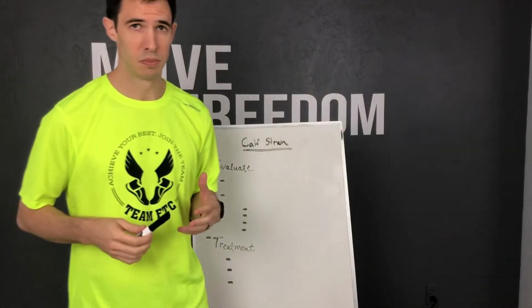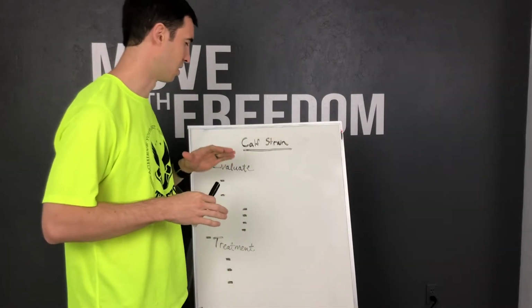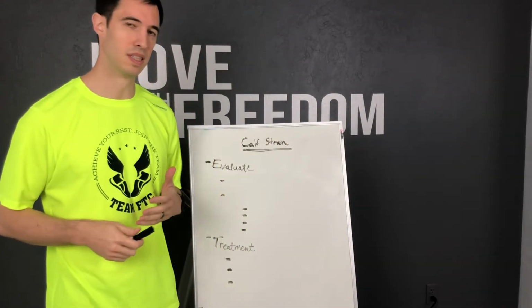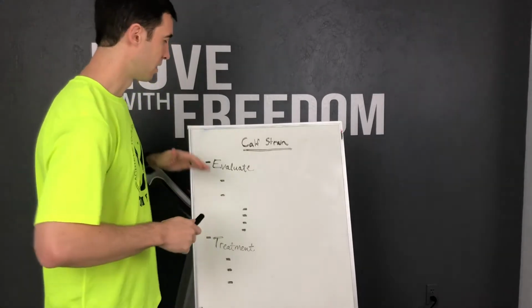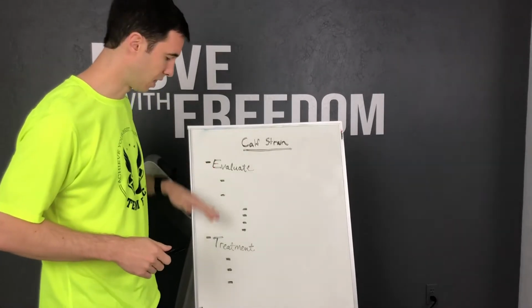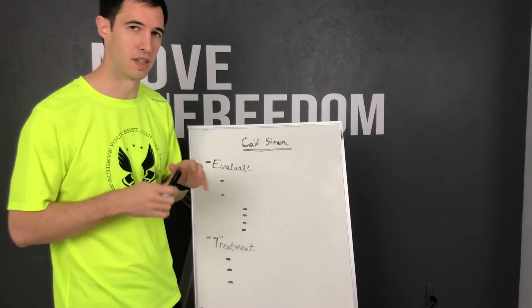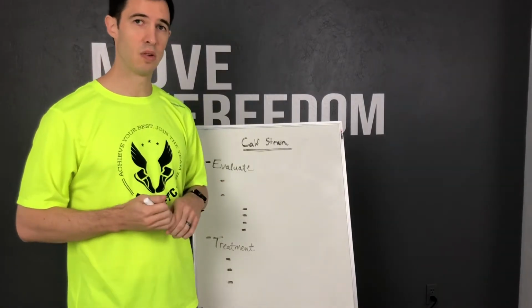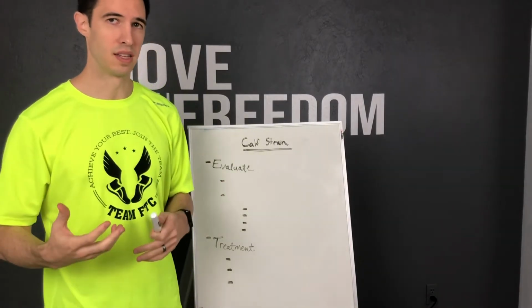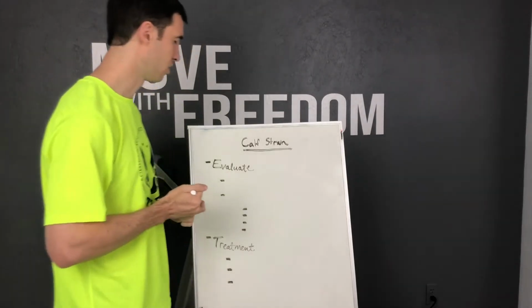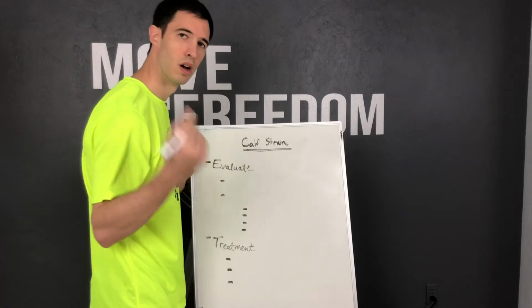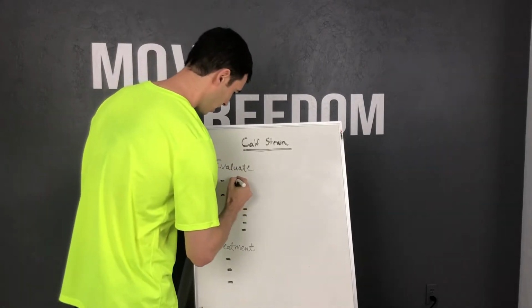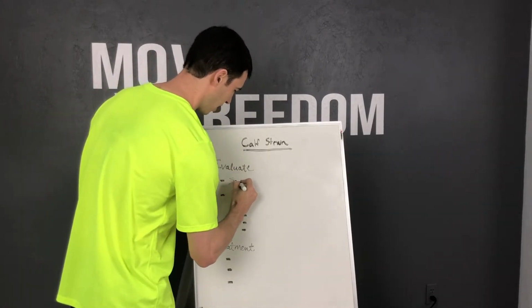Alright, so here's how we're going to break this down. As I mentioned, there's 2 steps to dealing with a calf strain or any other soft tissue injury. That is an evaluation and a treatment time, okay? So whenever we're evaluating for an injury, you're looking for 2 things. You're looking for, number 1, what's the severity of this injury right now?